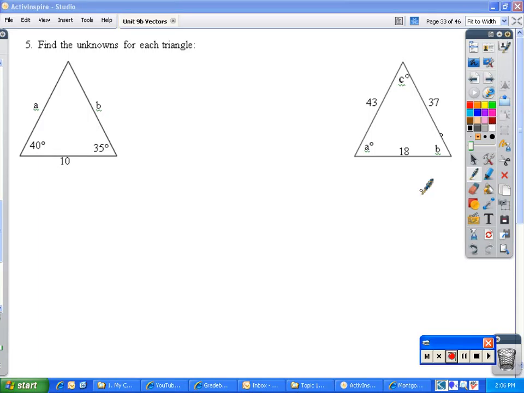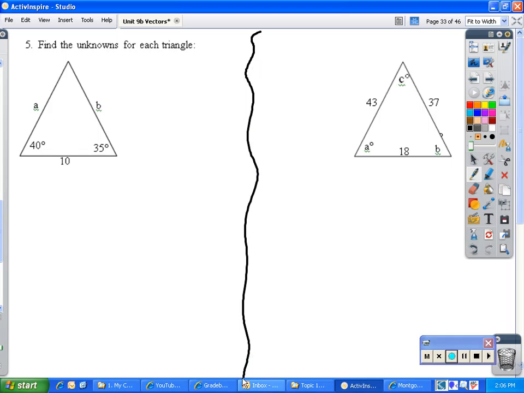Alright guys, moving on. Number 5, we're looking at two triangles. They're each individual problems, so we're just going to do them one at a time. In fact, I'll just divide the screen in half here. And in each triangle, we're looking for different things. Specifically, number 5, the first one on the left, we're just looking for those two sides, A and B. Okay, so let's talk about how to do this.